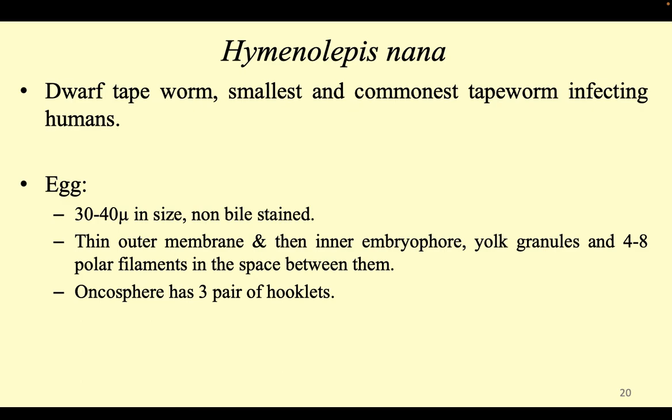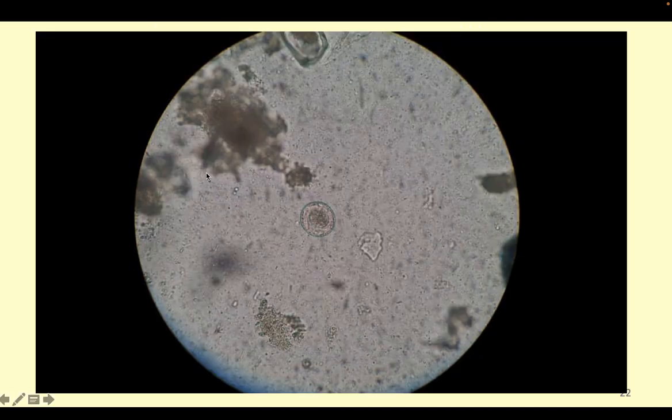Then it has a thin outer membrane and an inner embryophore, and the space between these two layers has yolk granules and 4 to 8 polar filaments. In the center of the egg, we'll have an oncosphere containing 3 pair of hooklets. This is an actual photograph of H. nana egg, in which we can see an outer membrane, an embryophore, and the space between these two will have polar filaments, which can be seen over here, and yolk granules. You can appreciate small granules over here. The center portion is the oncosphere containing 3 pair of hooklets.